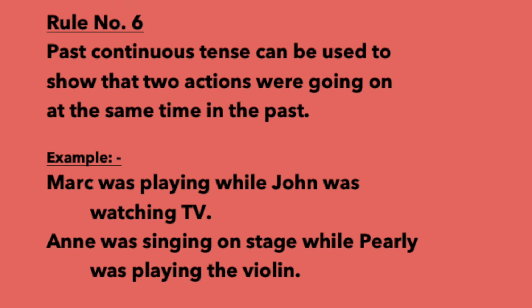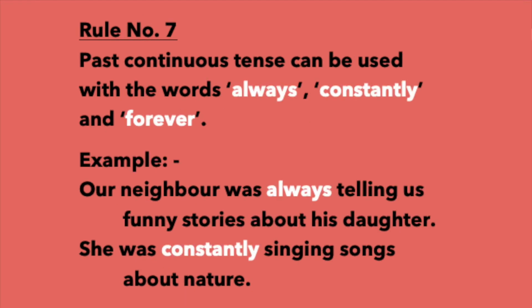Anne was singing on stage while Polly was playing the violin. Here also two actions were going on. Anne was singing and Polly was playing. So we can use this to show that two actions were going on at the same time in the past. Then see the next rule.